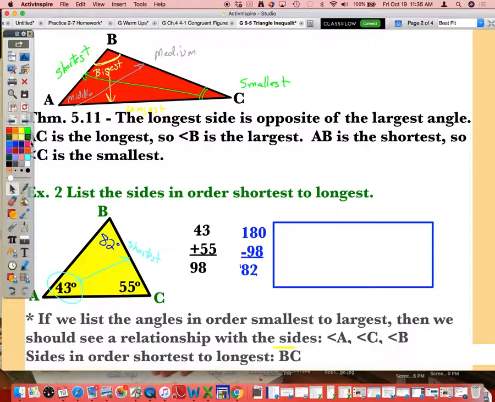Next, what comes after A? Well, we said angle C. If I circle angle C, we go directly across. This should be our medium side, right? In the middle is AB. And then last is angle B. This is the longest.